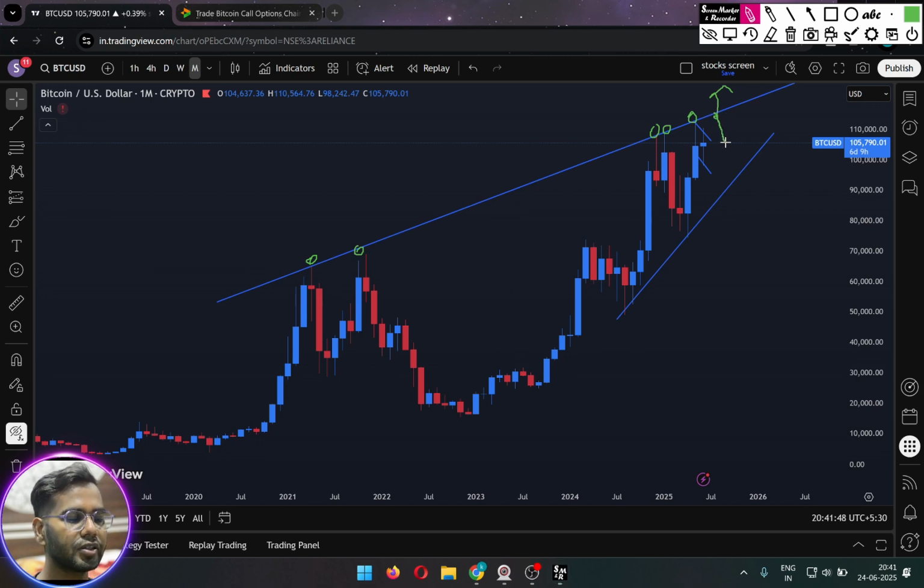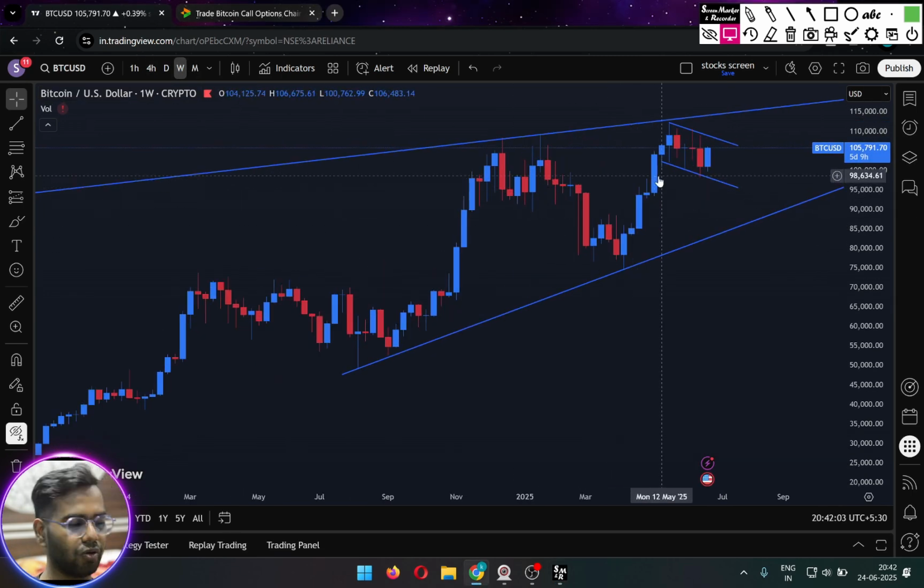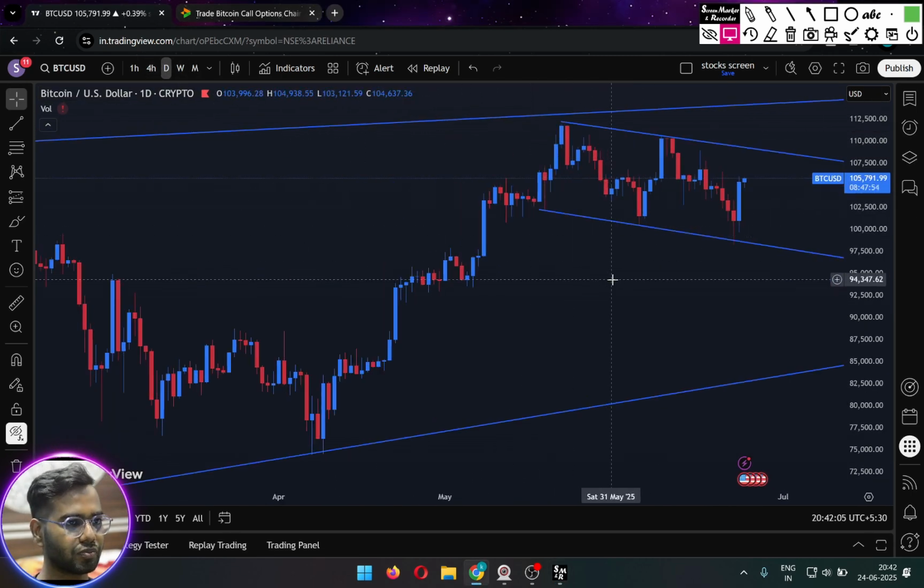It can take support the first, second, third, fourth, fifth time here at this trend line. These are my probabilities of the market taking support. You can yourself mark these points also.